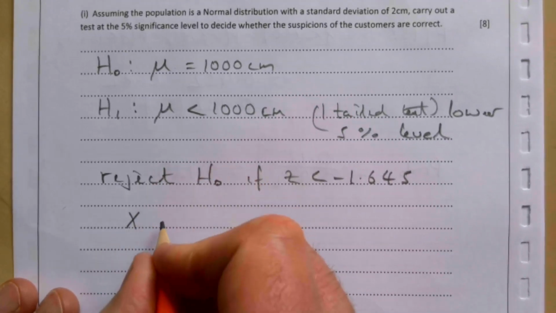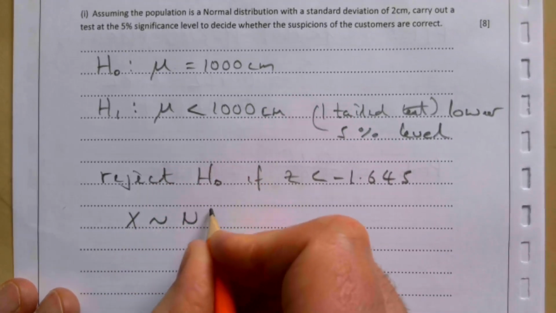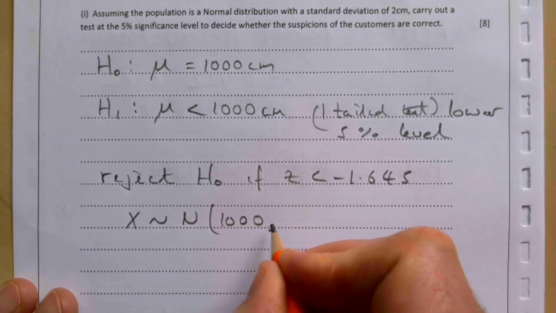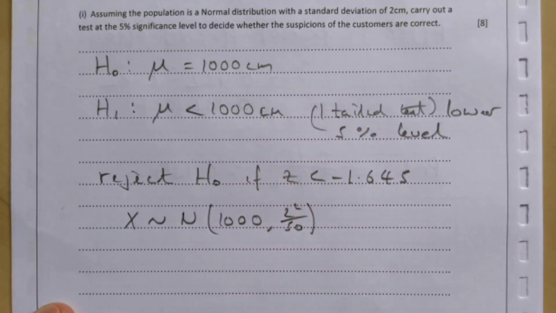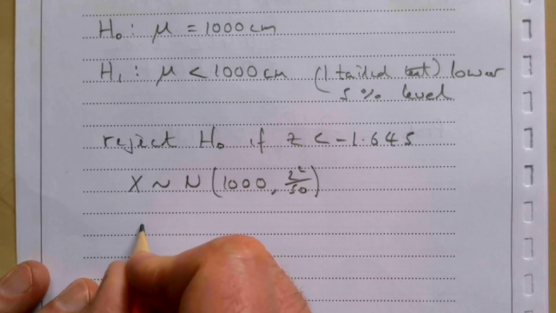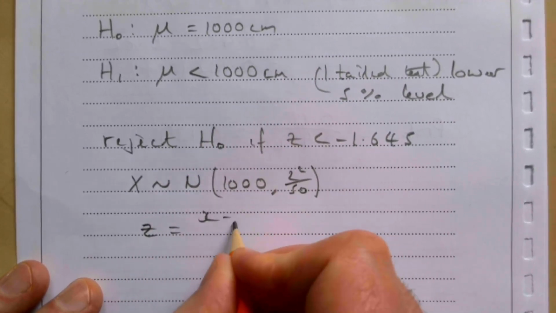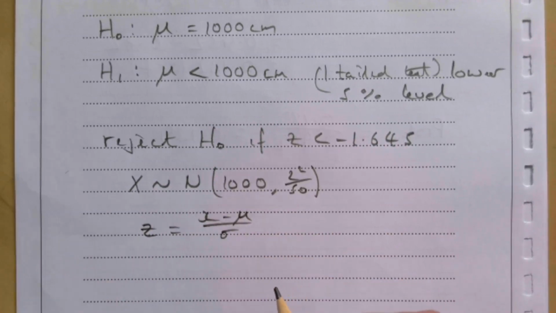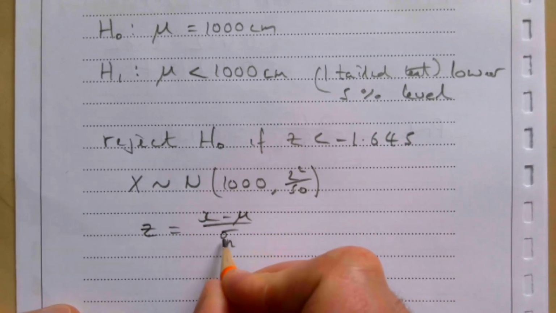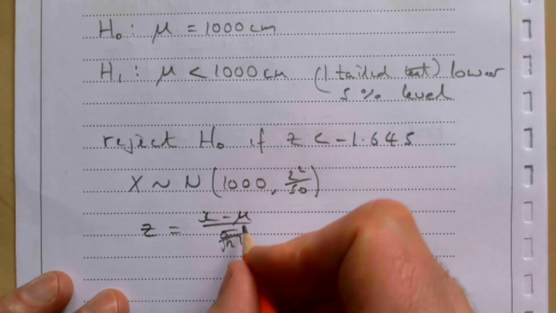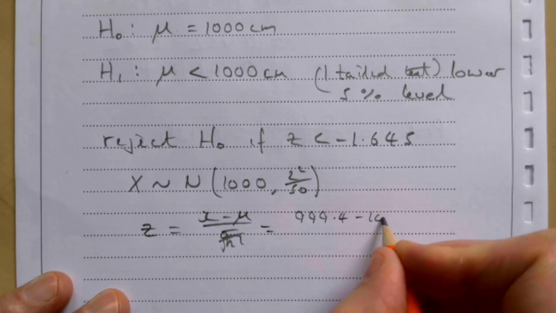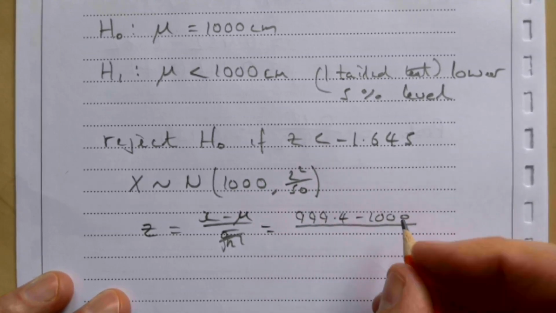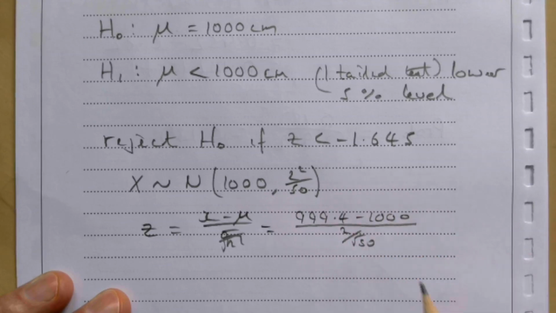So we of course then have a normal distribution. Remember, because it's a sample, so we have our 1,000 here, and then it's going to be 2 squared over 50, because dividing by our sample size. So we test then our value of Z, so Z then is x minus mu over sigma. Sorry, it's not quite that, it's sigma over root n. And so in this case it's 999.4 minus 1,000 all over 2 over root 50.